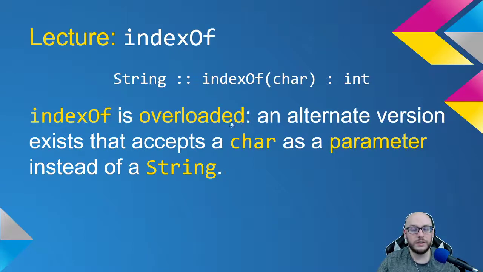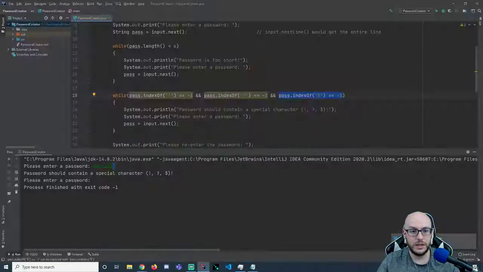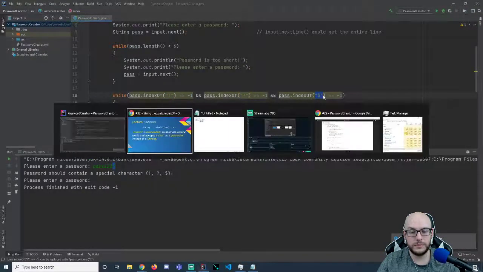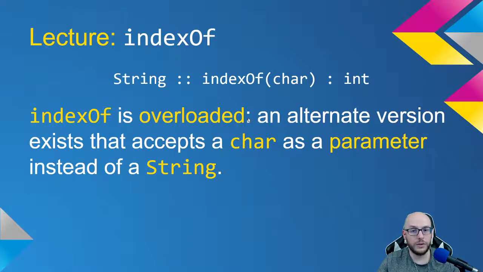Note that indexOf is overloaded. There's an alternate version. Take a look at this signature. Quickly identify what is different. It's going to be this char, right? The version that we were looking at takes in a string. Notice that I have double quotes around these bad boys. But we're saying it's overloaded, right? We now know of two methods that are overloaded, the other being substring.